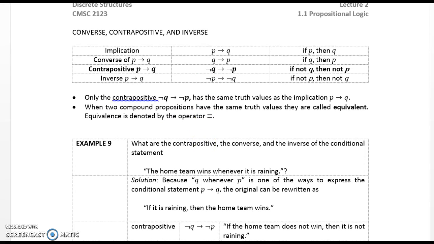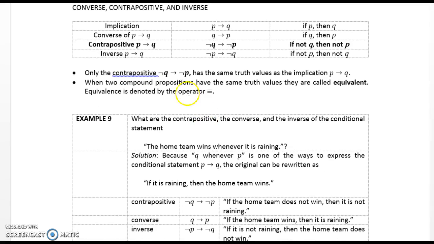Converse, contrapositive, and inverse. We have discussed implication, P implies Q, if P then Q. The converse of P implies Q is Q implies P, if Q then P. The contrapositive of P implies Q is not Q implies not P. The inverse of P implies Q is not P implies not Q, if not P, then not Q.